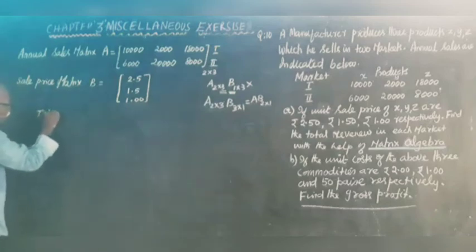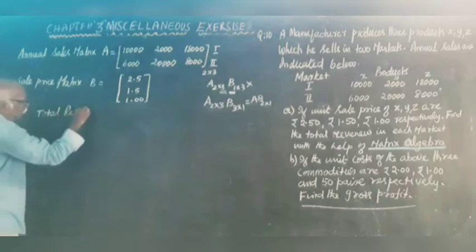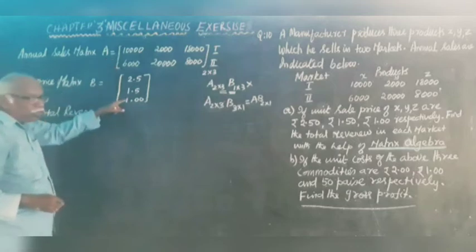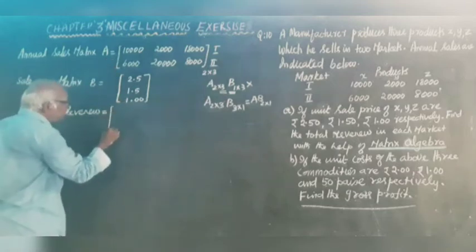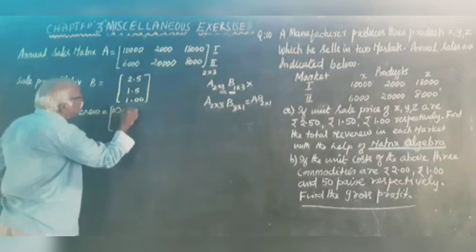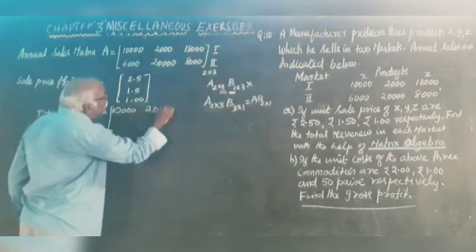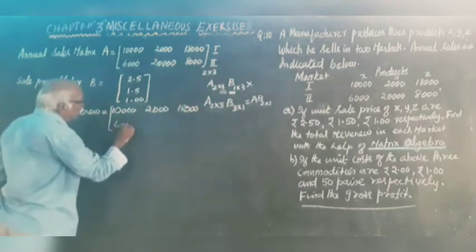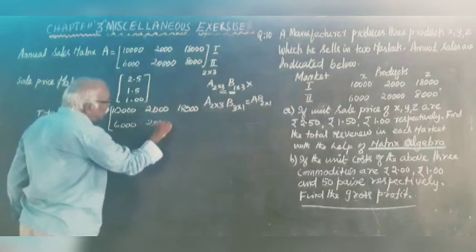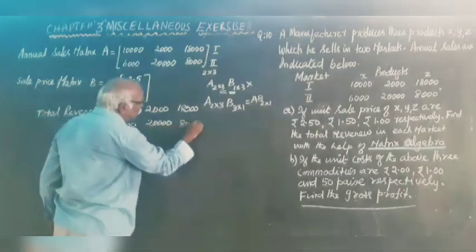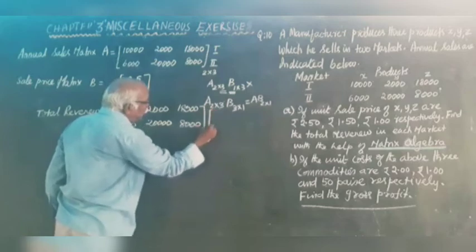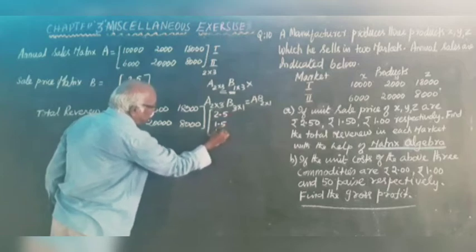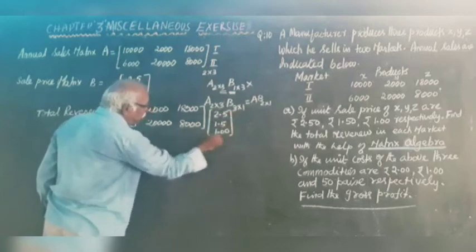Total revenue is equal to this product: 10,000, 2,000, 18,000, 6,000, 20,000, 8,000 into 2.5, 1.5, 1. It is conformable for multiplication.